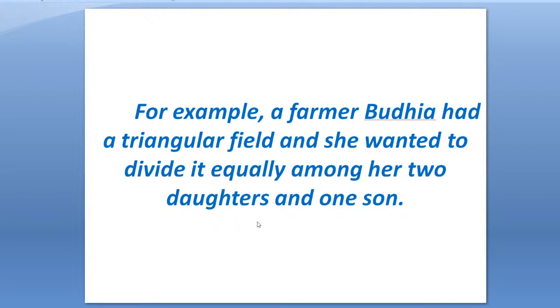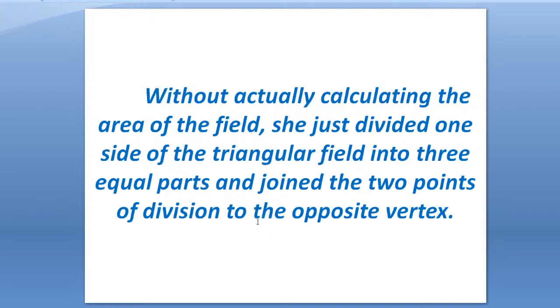So for example, a farmer Budia had a triangular field and she wanted to divide it equally among her two daughters and one son. That means three. Two daughters and one son. So without actually calculating the area of the field, she just divided one side of the triangular field into three equal parts and joined the 2 points of division to the opposite vertices. See here like this.